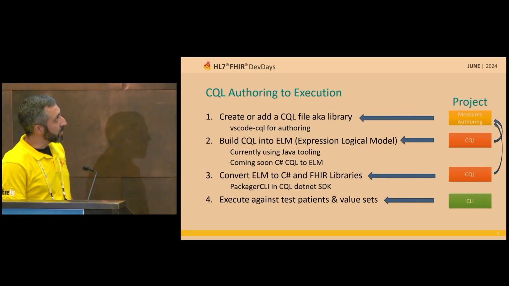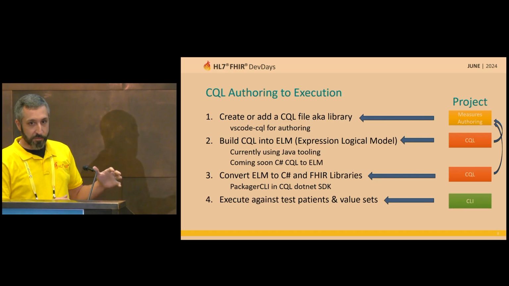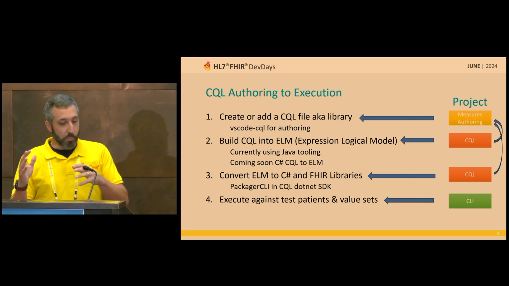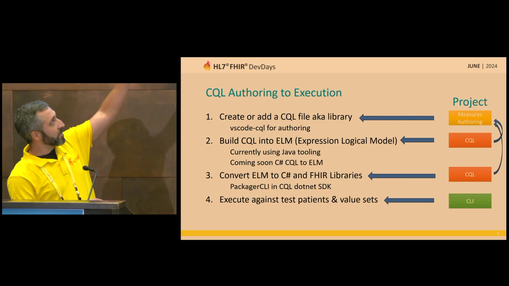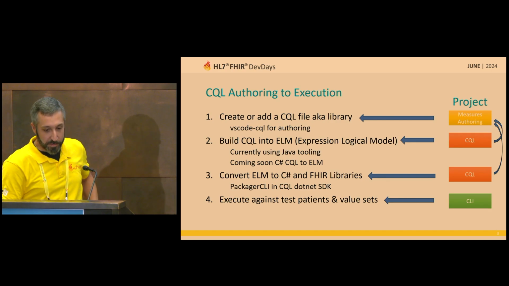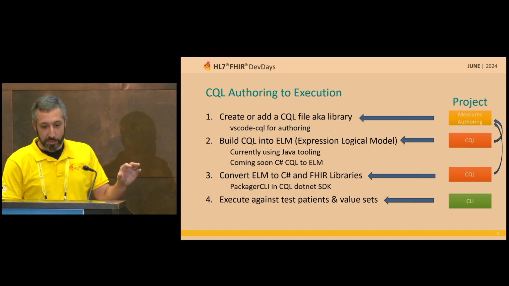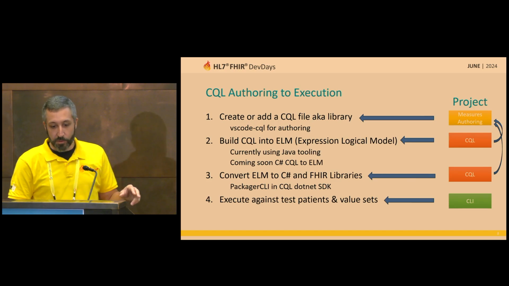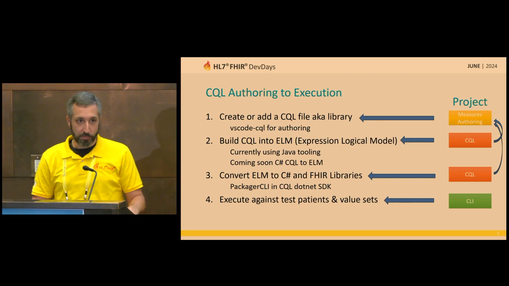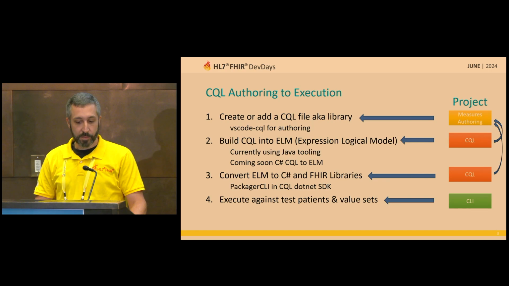So here's a breakdown of the steps that it takes to get through authoring to execution and which project each aligns to. You'll see the step, and then on the right, you'll see which project. And like I said, we'll open this so it's not so confusing, and I'll walk you through it. The first thing you do is create or add your own CQL file. So type one up and put it in a very specific folder. You could use VS Code CQL for authoring that, or your favorite IDE. And that's going to be in the measures authoring project. And then this next project you don't really need to do anything with.